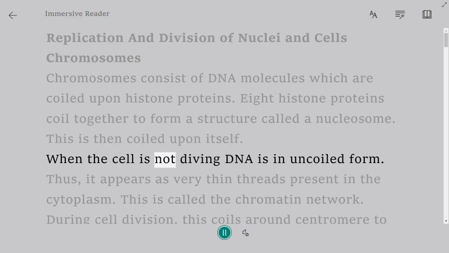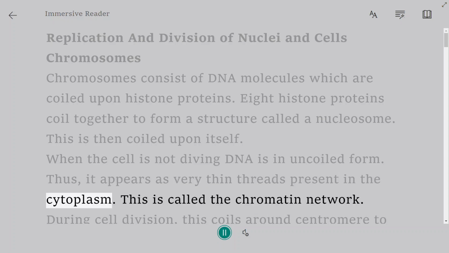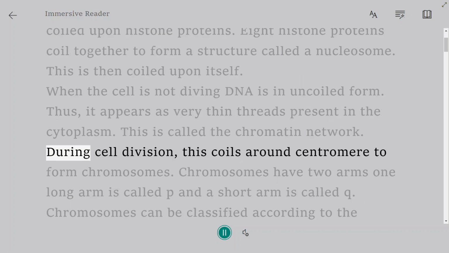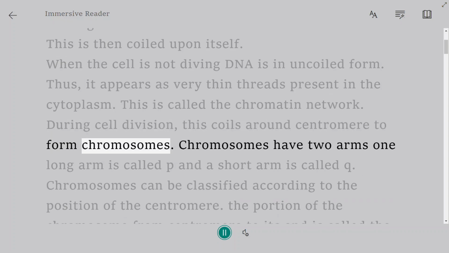When the cell is not dividing, DNA is in uncoiled form. Thus, it appears as very thin threads present in the cytoplasm. This is called the chromatin network. During cell division, this coils around the centromere to form chromosomes.